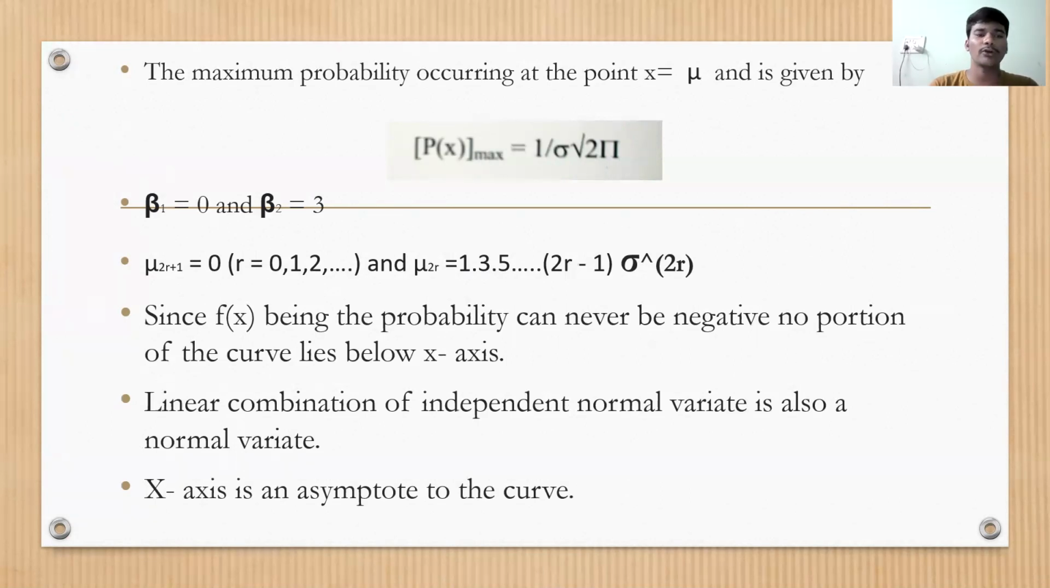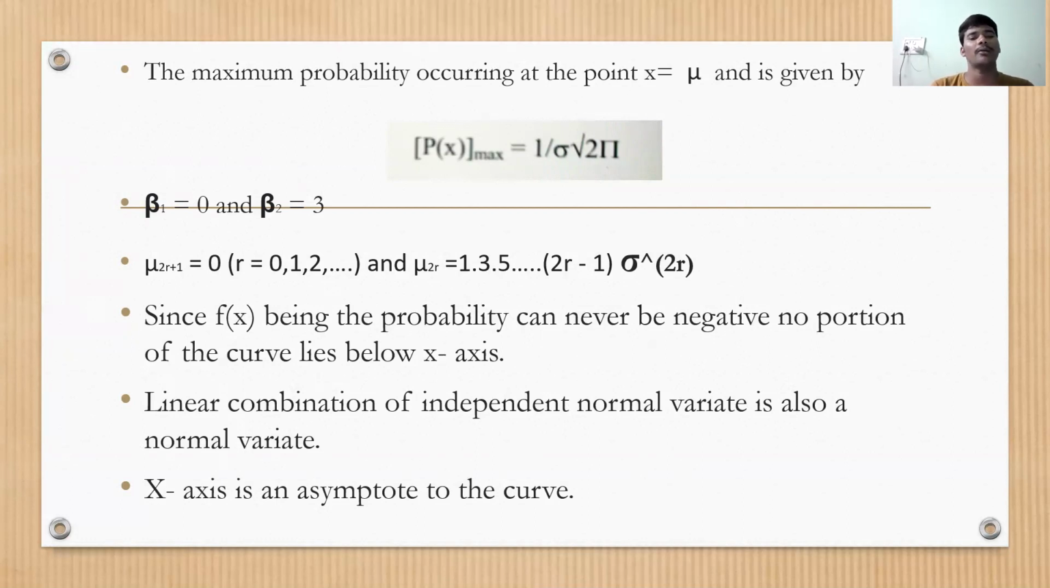Now beta 1 is equal to 0 and beta 2 is equal to 3. Then mu of 2r plus 1 is equal to 0, where r is equal to 0, 1, 2, 3 and so on. And mu 2r is equal to 1 into 3 into 5 up to 2r minus 1, into sigma power 2r. These values, beta, mu 2r plus 1 and mu 2r, are generally used for the calculation of the normal distribution function as per the question.